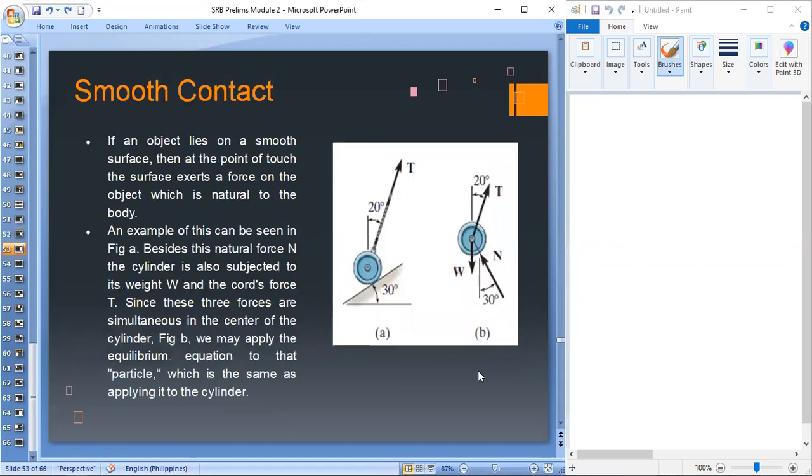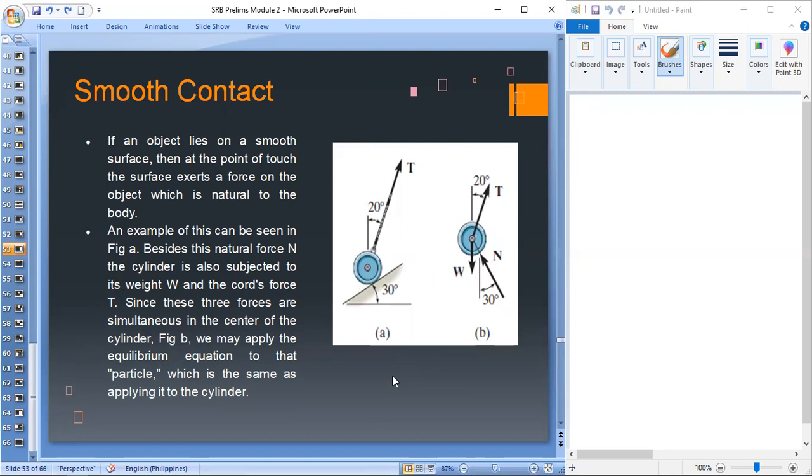And then smooth contact, so basic physics lang, may angle ka na nag-act dun sa plane mo. Okay, so an example of this can be seen in the figure. Beside this normal force, may weight ka, then may reaction din na force, which is applying at 30 degrees. So tension ka na dito. Mamaya, may mga ganung problem pag sasama-samaan siya.